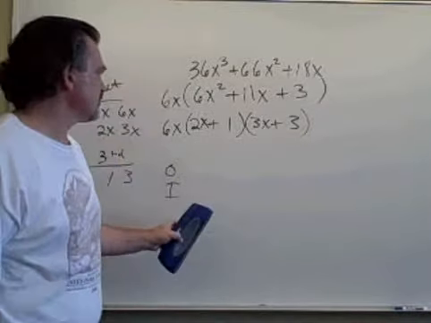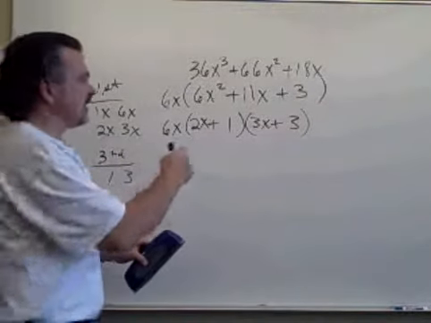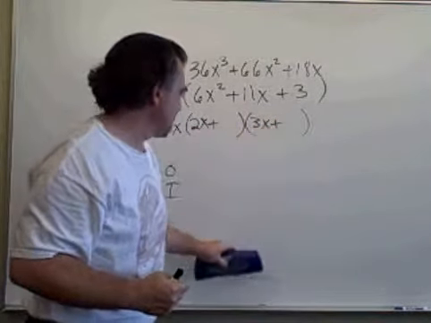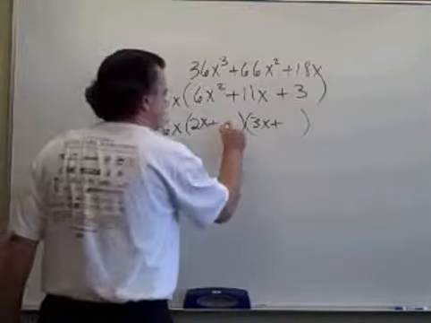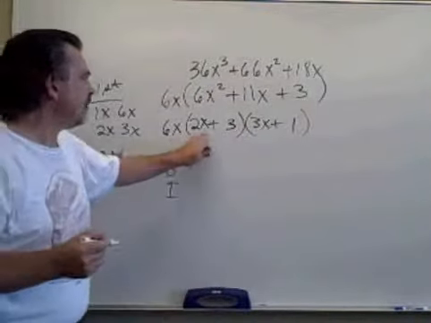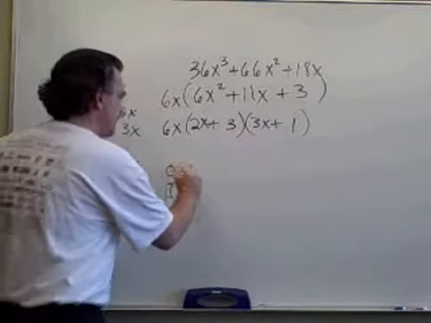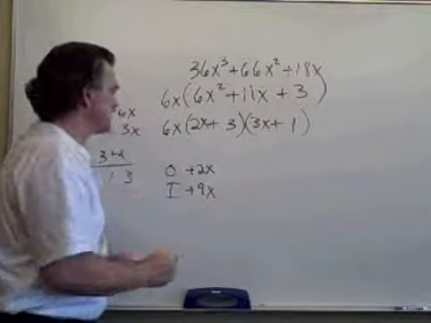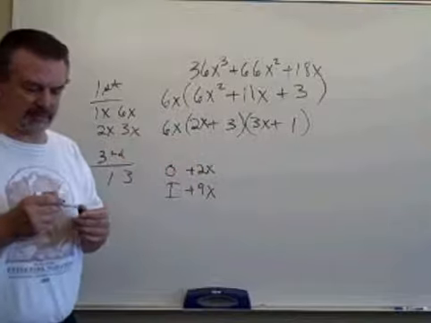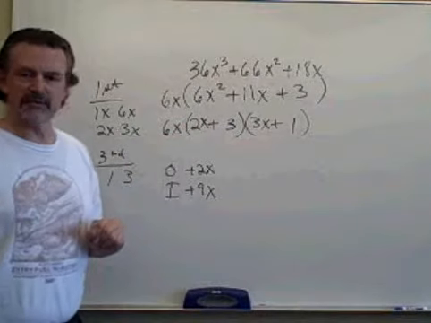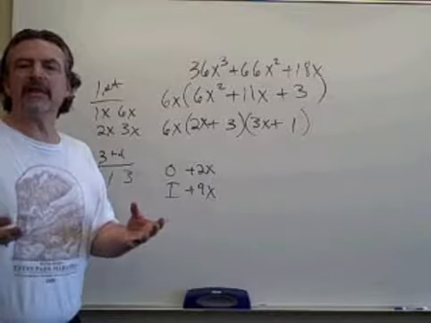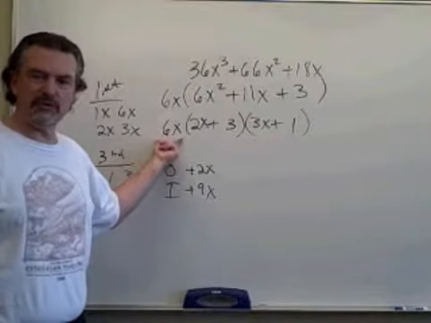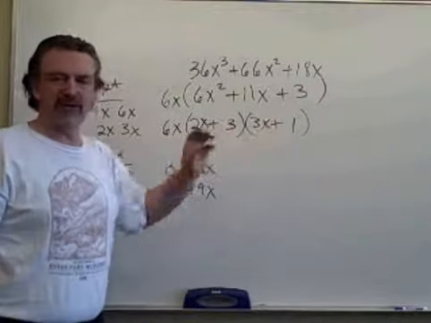Now, don't change too much. Make a simple change like interchanging the position of the constants in the binomials. And check the O and the I of FOIL again. Now the O of FOIL gives us plus 2x. And the I of FOIL gives us plus 9x. And those two combine to the plus 11x we need, and we have found our factorization of that trinomial. Mathematically, we say we have completely factored that polynomial into this monomial factor, 6x, and these two binomial factors.